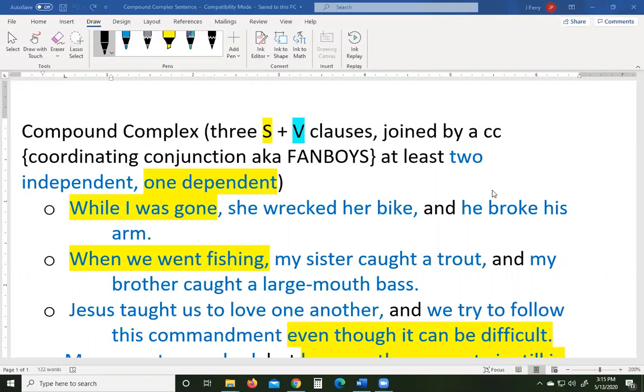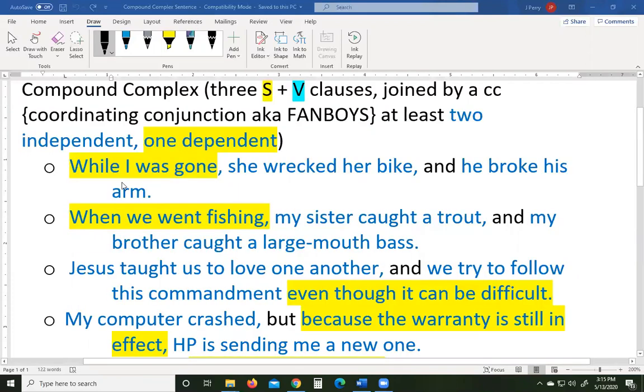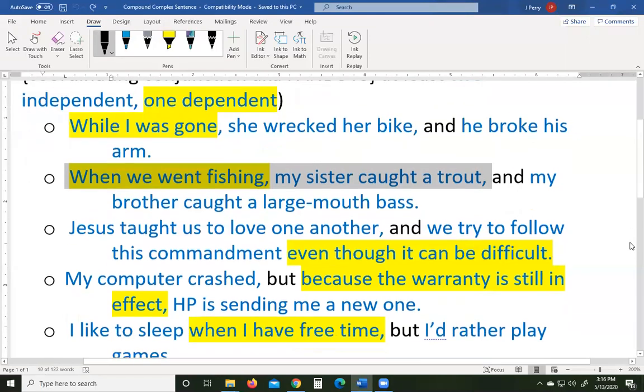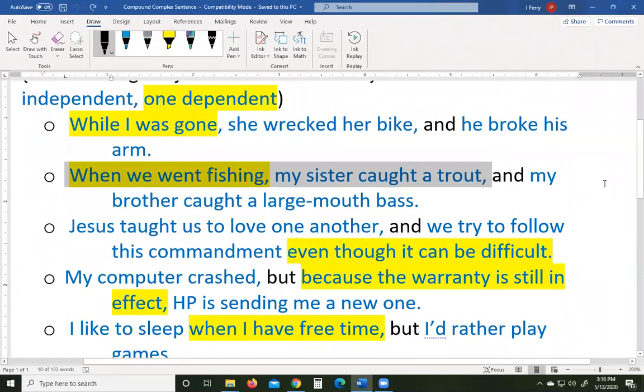Okay, so for example: While I was gone, comma, she wrecked her bike. So there's our complex sentence pattern right there. And then we've got our comma and our FANBOYS, and he broke his arm. Okay, I hope that makes sense. When we went fishing, comma, my sister caught a trout. There's our complex sentence pattern right there. And my brother caught a largemouth bass.